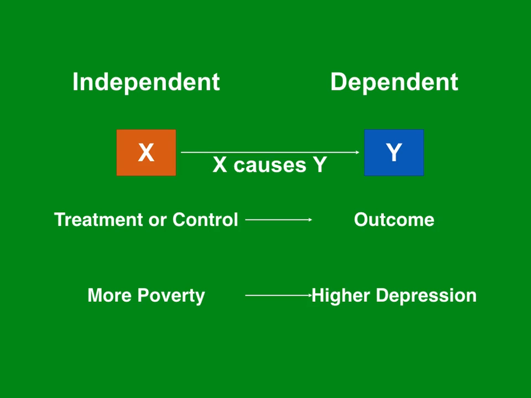Now you'll notice with this example that higher levels of depression could also be a cause of poverty. And in fact, we know that as people become more depressed, their income goes down and they're more likely to be poor. So the data suggests that poverty causes depression and depression causes poverty. So variables can move between independent and dependent variables depending on the questions that you're asking and depending on your hypothesis.